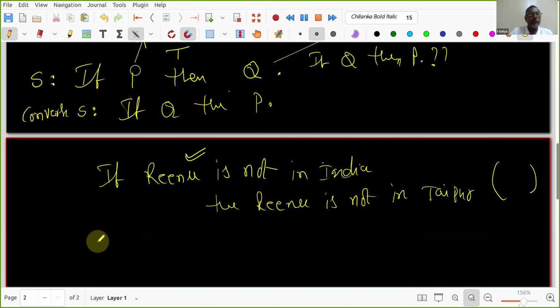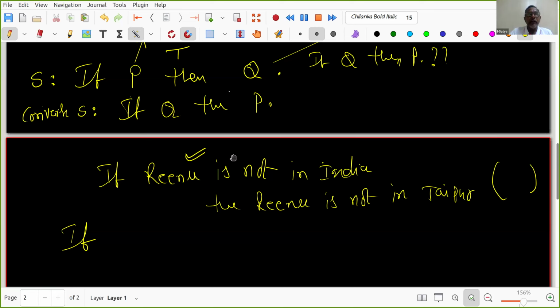Anamika? Hello? Anamika. Yes, sir. Tell me, what is it? Sir, P is Renu is not in India and Q is Renu is not in Jaipur. No, that's okay. Okay, now I understand where you are facing trouble. So this is my P.